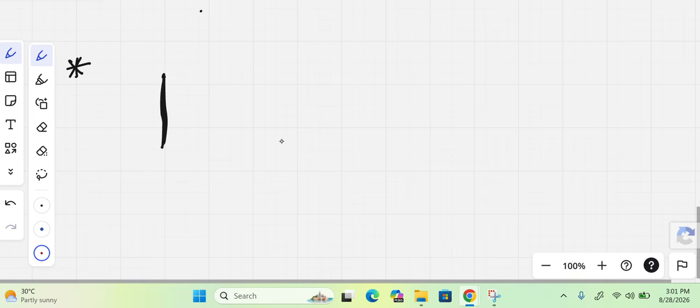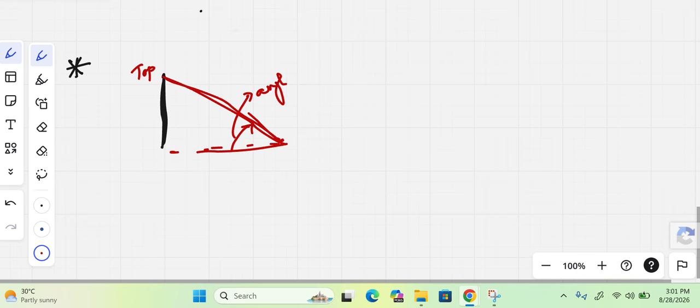Now it's like somebody is standing here and looking at the top of this tower. This is the top portion. So if you are looking, this becomes the line of sight. Earlier the vision is straight, parallel, right? Then you lift up your eyelid and it makes an angle here. This is your angle of elevation.